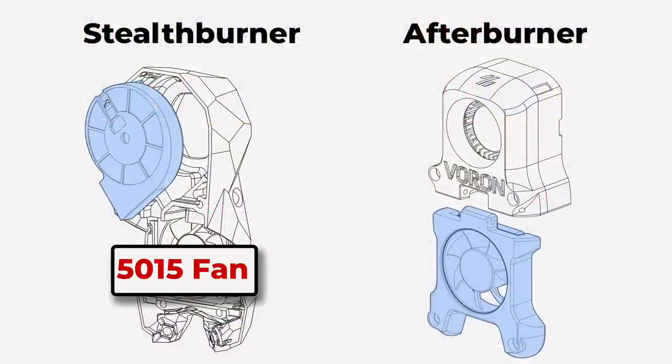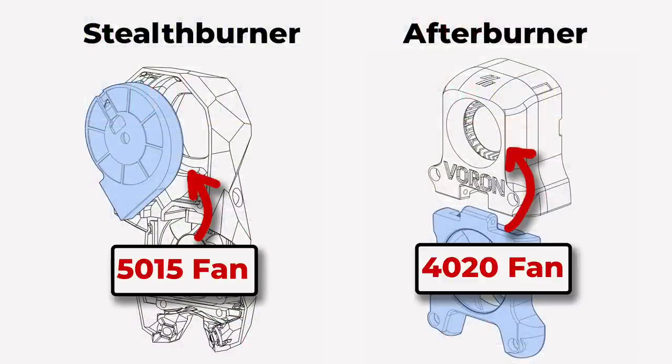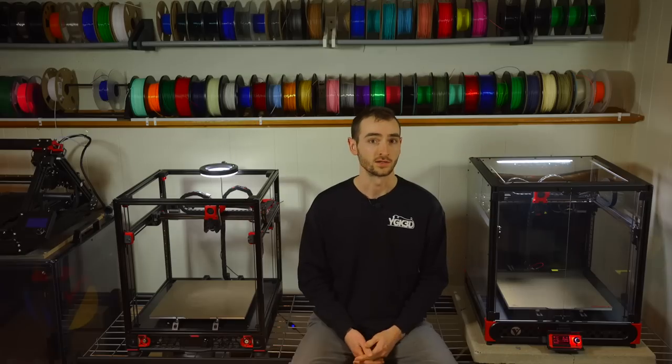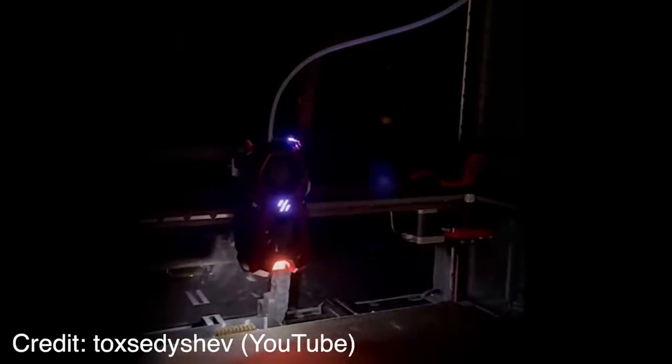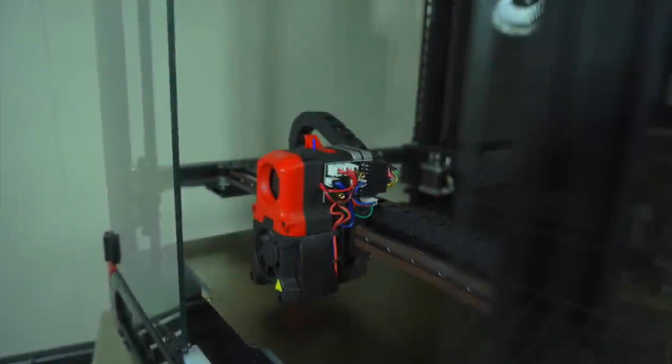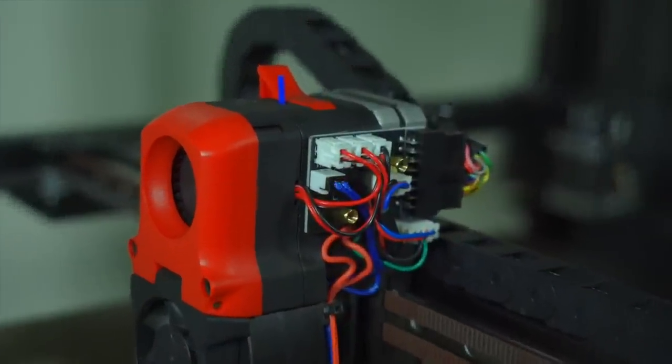The Stealth Burner is generally preferred to the Afterburner due to its improved cooling, allowing for higher speed printing of PLA. The Stealth Burner is also equipped with integrated LEDs, which adds a nice aesthetic, but due to a lack of outputs on the Troodon's extruder breakout board, these won't be as easy to add.